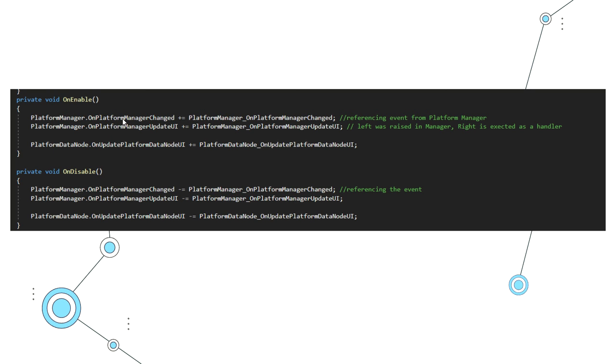So the plus equal combination right here is not mathematics. It's used to enable the event, and the minus equals right here is used to disable the event. As you can see, these events come from Platform Manager and Platform Data Node. And just a reminder, again, we're in the UI Manager class right now. Okay, so next slide.